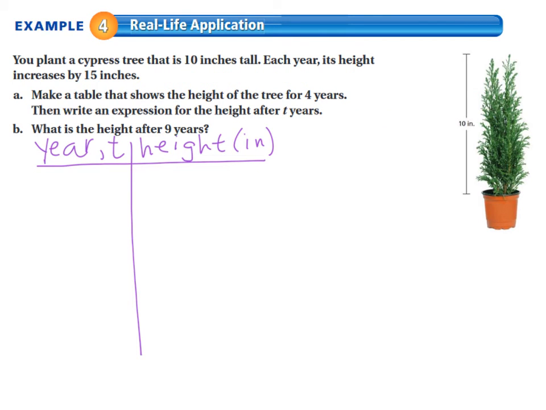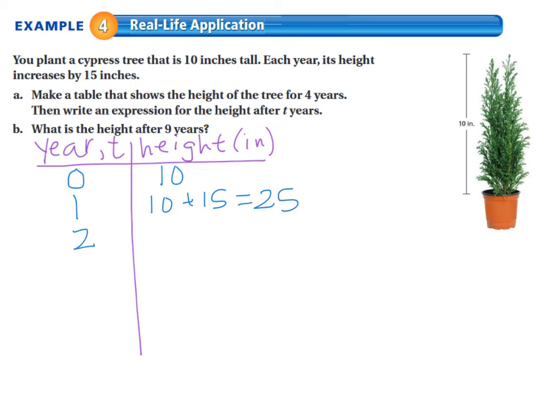Example 4, real-life application. You plant a cypress tree that is 10 inches tall. Each year, its height increases by 15 inches. A. Make a table that shows the height of the tree for 4 years, then write an expression for the height after t years. What is the height after 9 years? At 0 years, it's already 10 inches tall. Every year it increases by 15 inches. So after 1 year, I can add 15 inches to that. It's going to be 10 plus 15, and that's 25 inches.